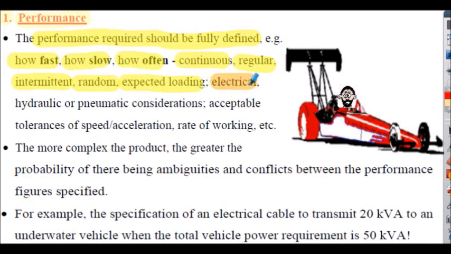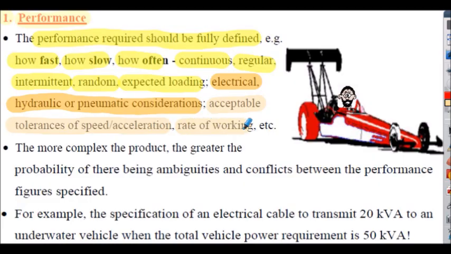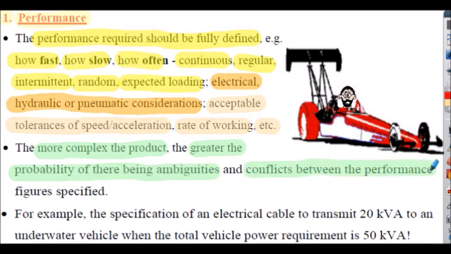There might be electrical, hydraulic or pneumatic considerations to account for, the acceptable tolerances on speed or accelerations, the rate of working required, etc., etc., all defined in the performance criterion. Note that the more complex the product, the greater the probability of there being ambiguities and conflicts between the performance figures specified within the PDS.